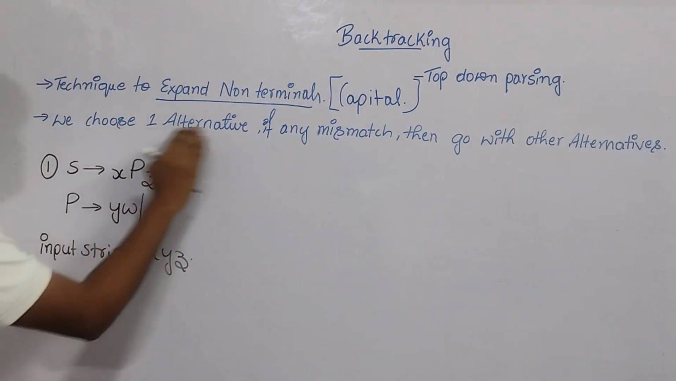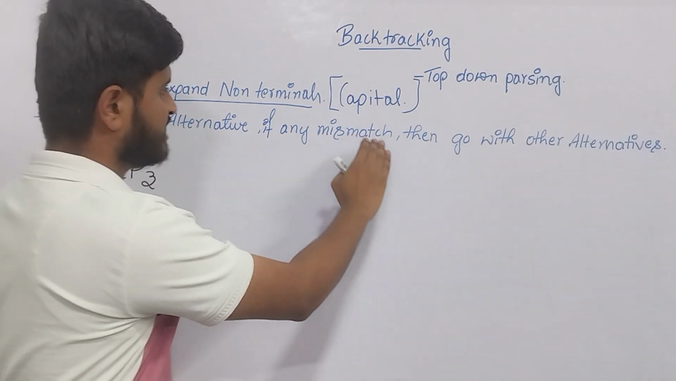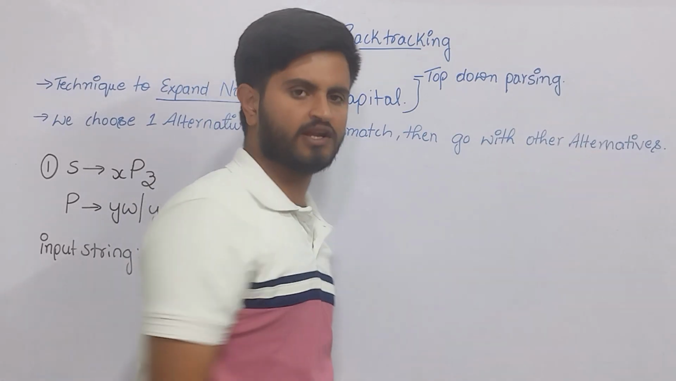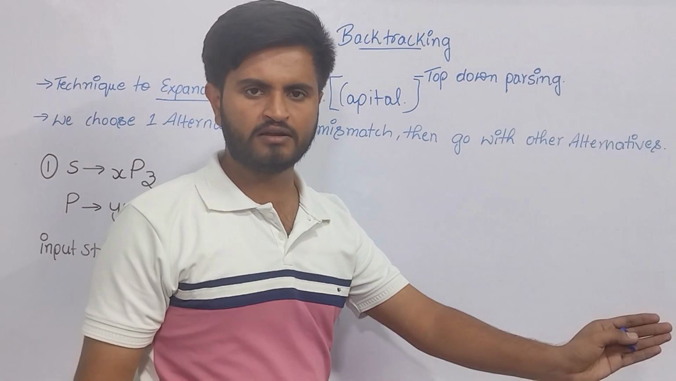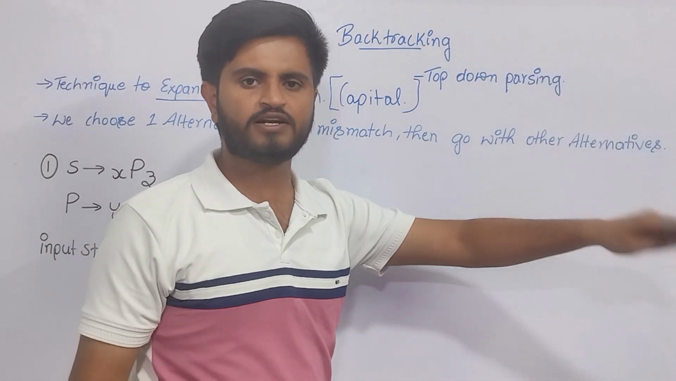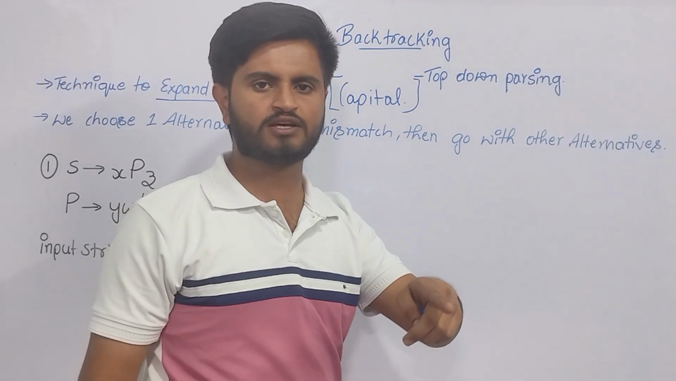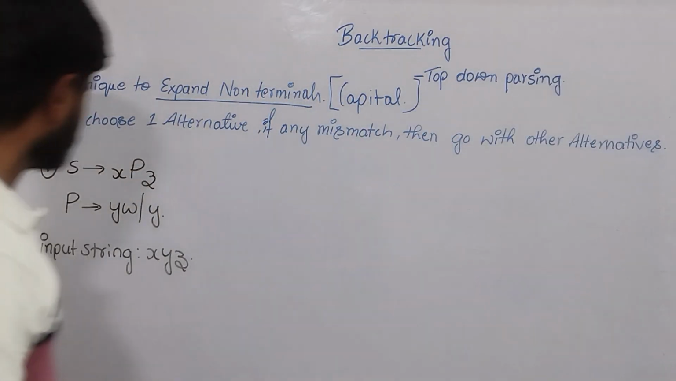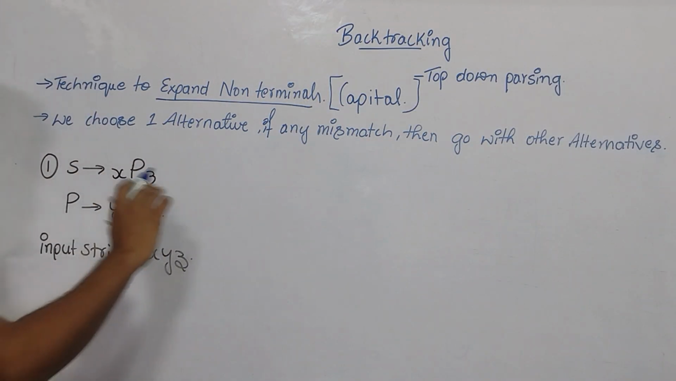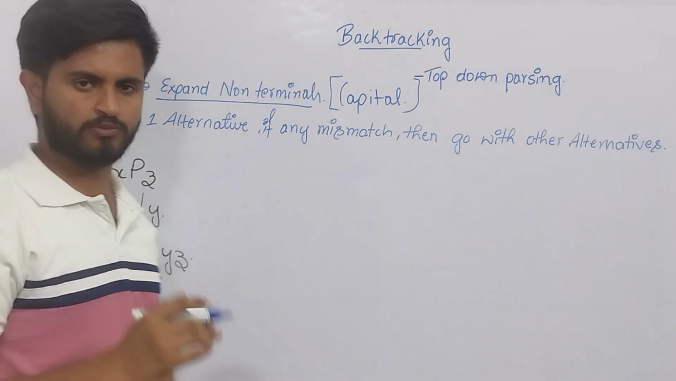Now we choose one alternative. If any mismatch, then we will go with another alternative. So it is like Google Maps. One way we will be taking, and if any problem occurs, if any traffic jam is there, it will show another shortest route, no? So we will be going with that one, like that. So we are having one problem here. After solving this, let's take another problem also.